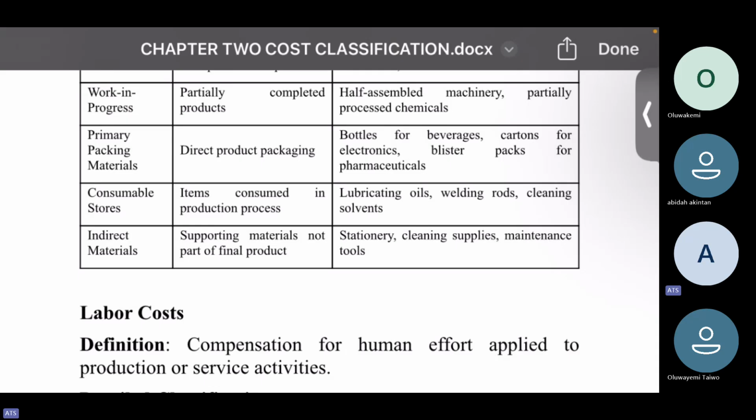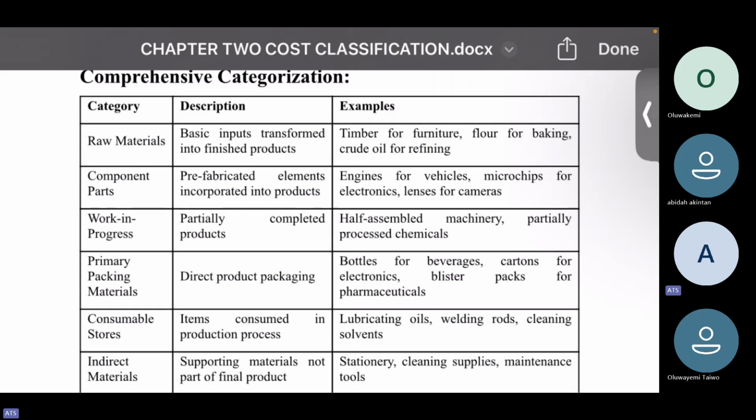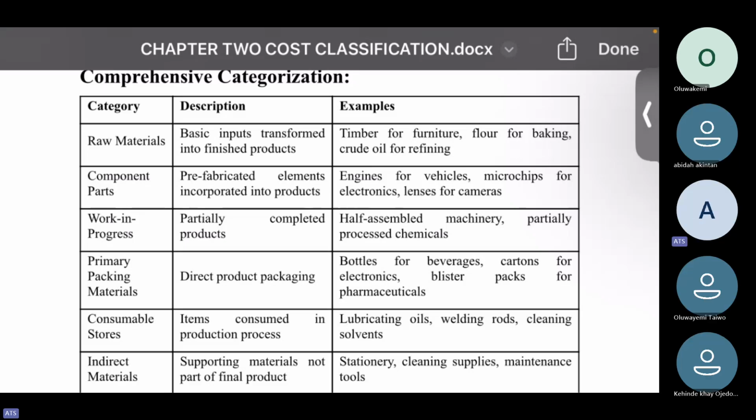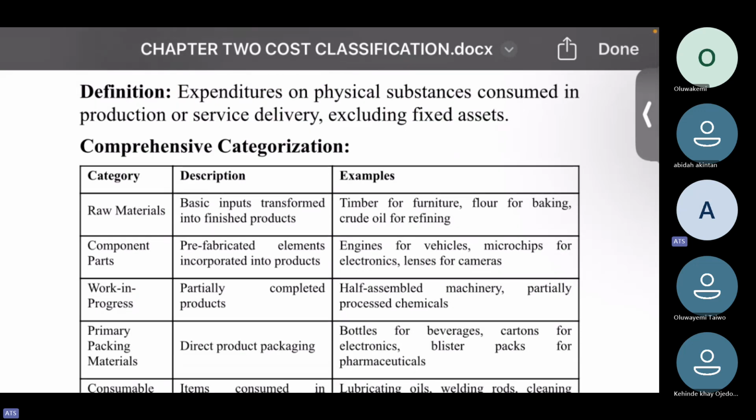Now, this last one says indirect materials, but I'd like to point out that materials could either be direct or indirect. We're going to talk about that. That's another classification entirely, classification according to traceability. When we get there, we'll talk about that.